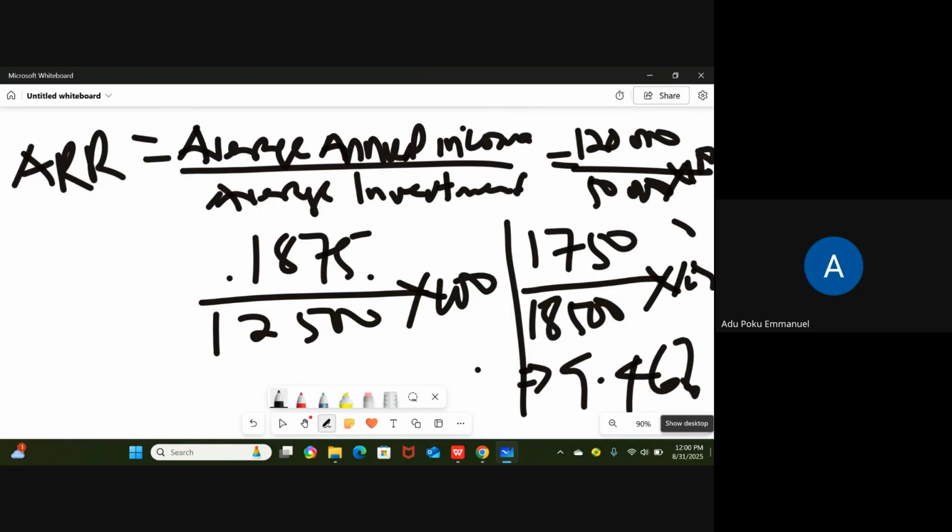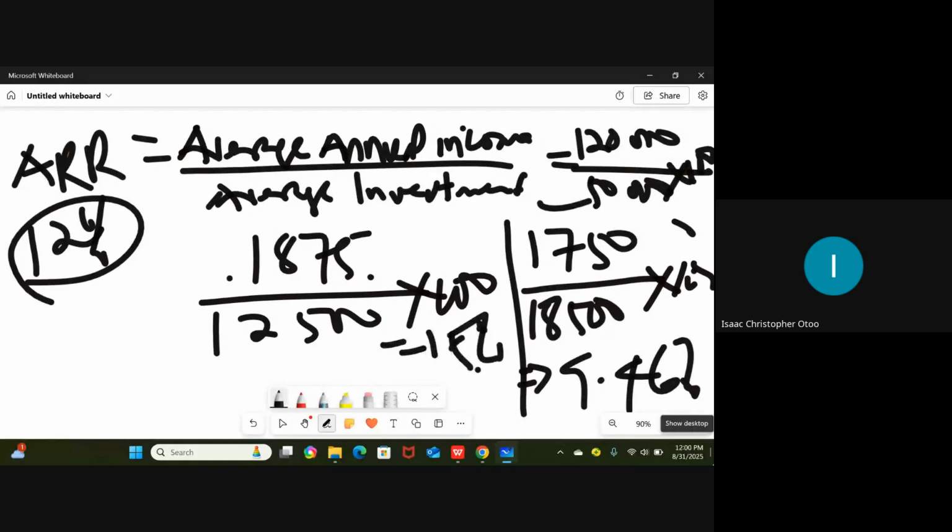That one you get 9.4%. But if you make it 1850, you get 94%. So if you compare the two, the target was 12%. So it means that project B will be rejected, project A will be accepted, because here we have 15%, which is greater than the 12. But here 9.4, which is less.